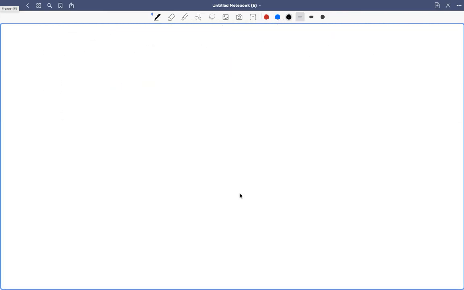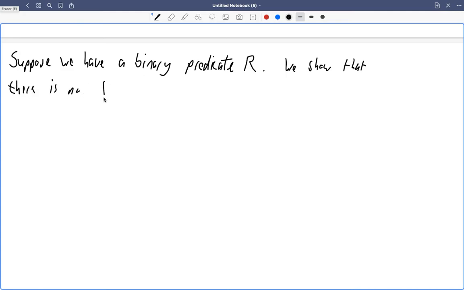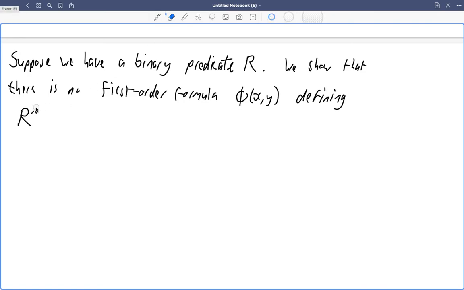So in particular we're now going to show, so suppose we have a binary predicate R, we show that there is no first order formula, or predicate logic formula if you like, in x and y, defining R plus, the transitive closure.